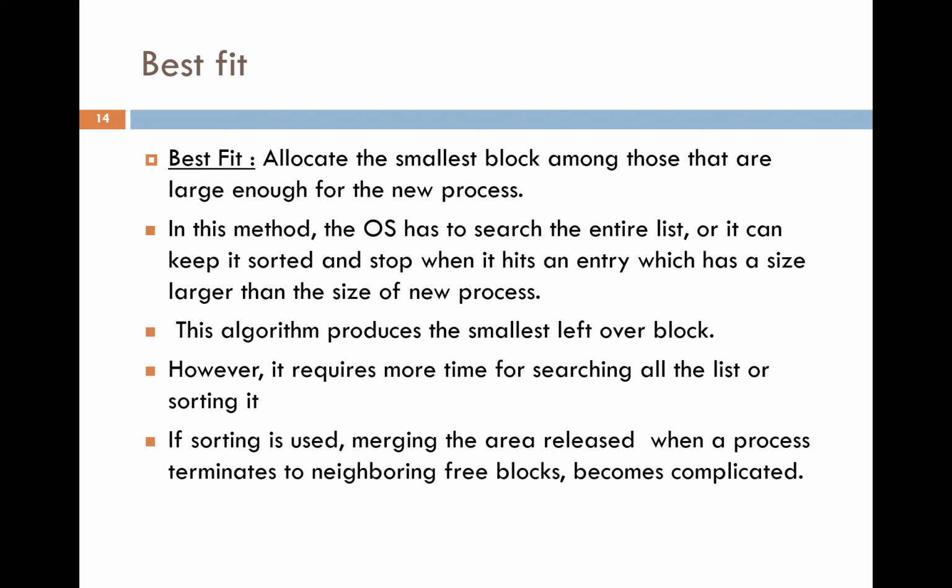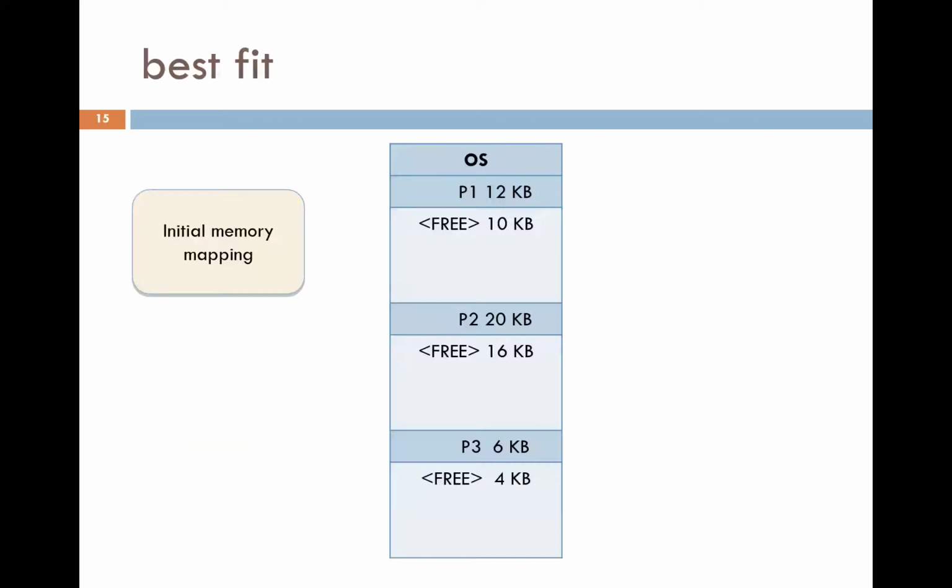So in that case, merging the area released when the process terminates to neighboring free blocks becomes complicated because we are using the sorting. We need to again run the sorting algorithm to keep the list sorted. So now we'll see the illustration of the best fit.